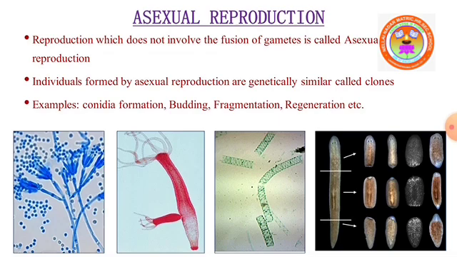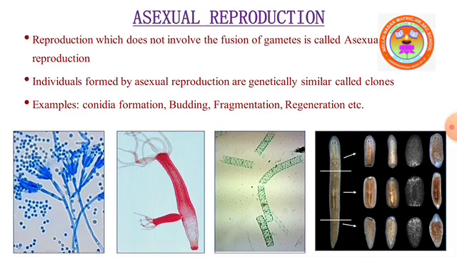clones. So in this picture you are seeing, on the left side, the first picture, which is Penicillium, the fungus Penicillium, which reproduces by conidia. Not only Penicillium, many fungi, Aspergillus and Penicillium are very good examples. And you can recognize the next picture, which is Hydra. Hydra is reproducing by budding. Not only Hydra, yeast also. Yeast is a unicellular fungus.